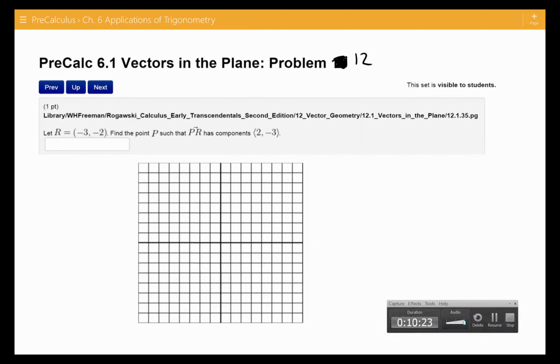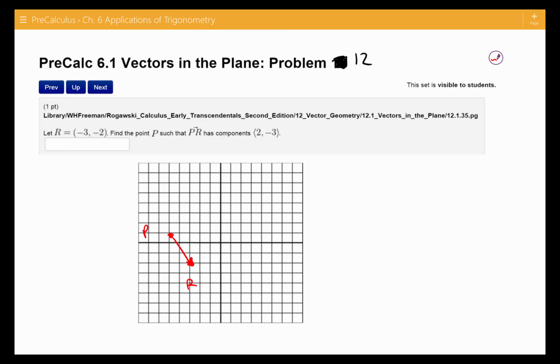Okay, then the next problem says R is the point -3, 2, which is right here. And we want to find a point P such that the vector from P to R has components 2, 3. So somehow we need to go over 2, down 3 to get to this. So you could basically just do the opposite, go back 2, up 3 to get to this point that we need for P. So that my vector PR is right here, over 2, down 3. So that point looks like it's -5, 1.